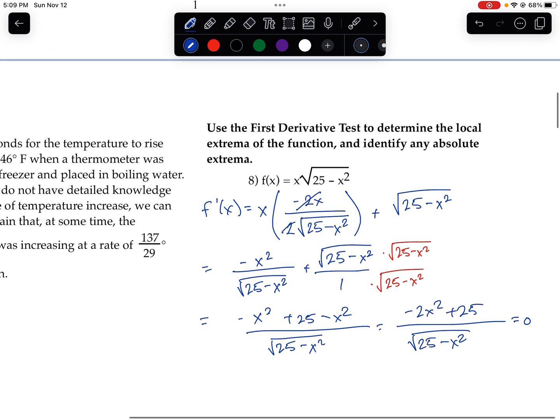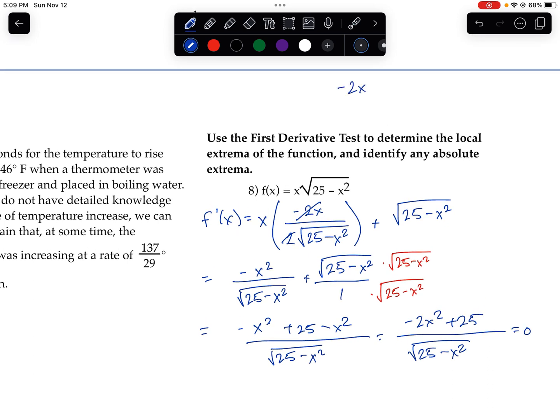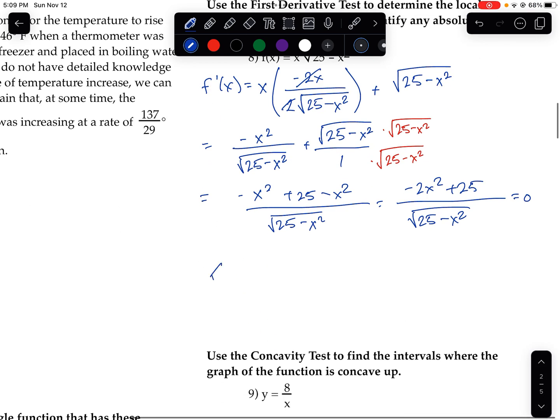I'm going to do that up here since I'm running out of room. So negative 2x squared plus 25 set equal to 0. We'll get 25 equal to 2x squared. Divide by 2, take the square root. So we'll get x is equal to plus or minus the square root of 25 divided by 2. So these are critical points. So we'll use that for our first derivative test.